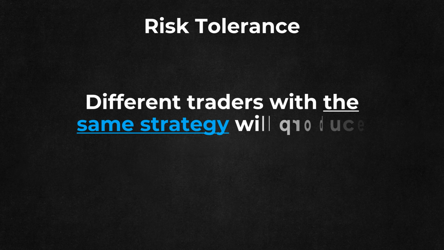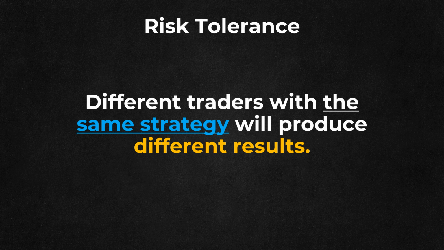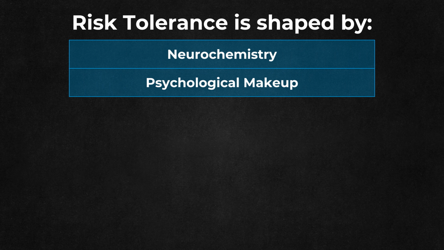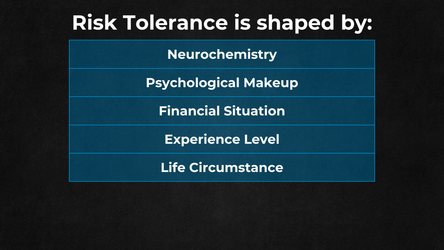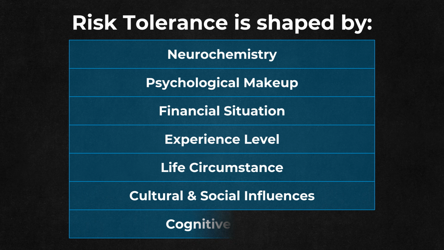Different traders using the same strategy will produce different results, and it's not just because of their technical ability. Traders have different risk tolerances because risk tolerance is not just a trading concept. It's a psychological and biological trait shaped by multiple personal and contextual factors. This is part of the reason why different traders with the same strategy will produce different results. Risk tolerance is shaped by neurochemistry, psychological makeup, financial situation, experience level, life circumstance, cultural and social influences, and cognitive biases.